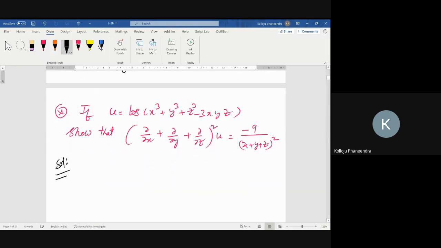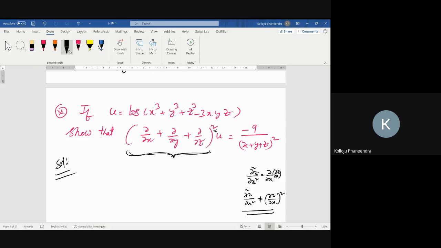See what is here? This is dou by dou x plus dou by dou y plus dou by dou z whole square. Remember, this dou square by dou x square means what? Dou by dou x of dou by dou x. For example, if we get z, then dou square z by dou x square means what? For dou z by dou x, one more differentiation with respect to x. Now, dou square z by dou x square is not equal to dou z by dou x whole square. Remember this one. Here, whole square is there. So, it is not a double derivative. For this one, I have to take whole square.